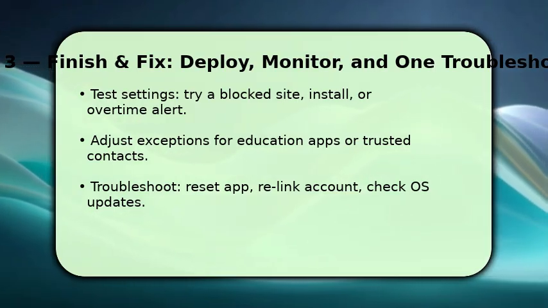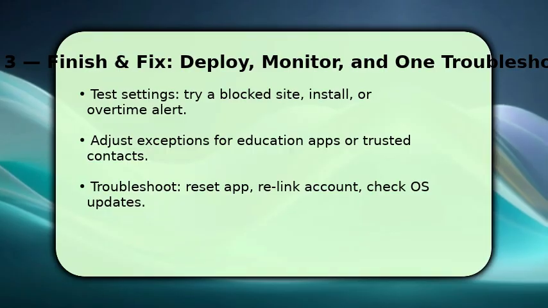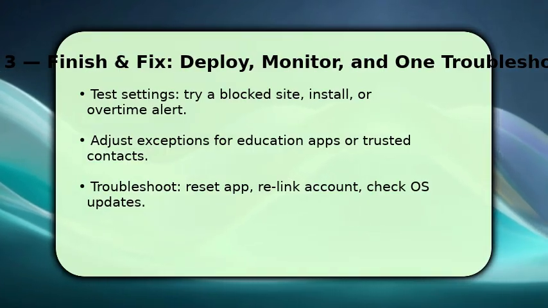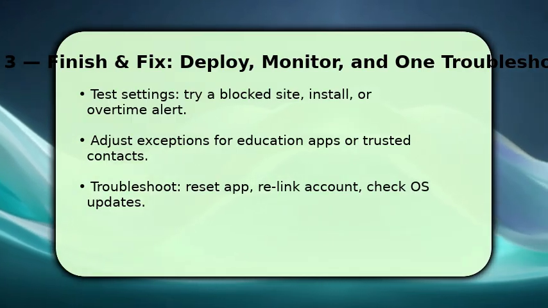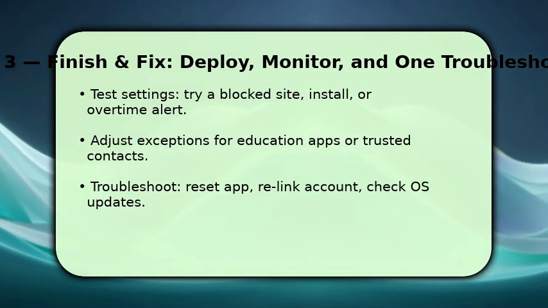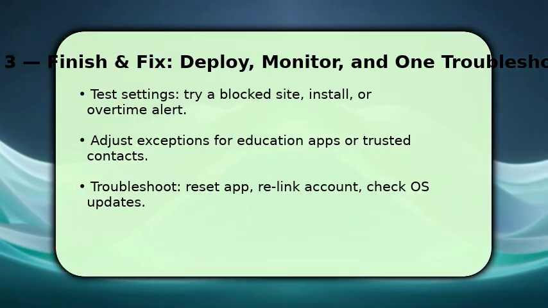If something fails, first update the parent and child OS and app, then relink accounts. If problems persist, clear the parental app cache or remove and re-add the device. This usually resolves sync errors quickly.